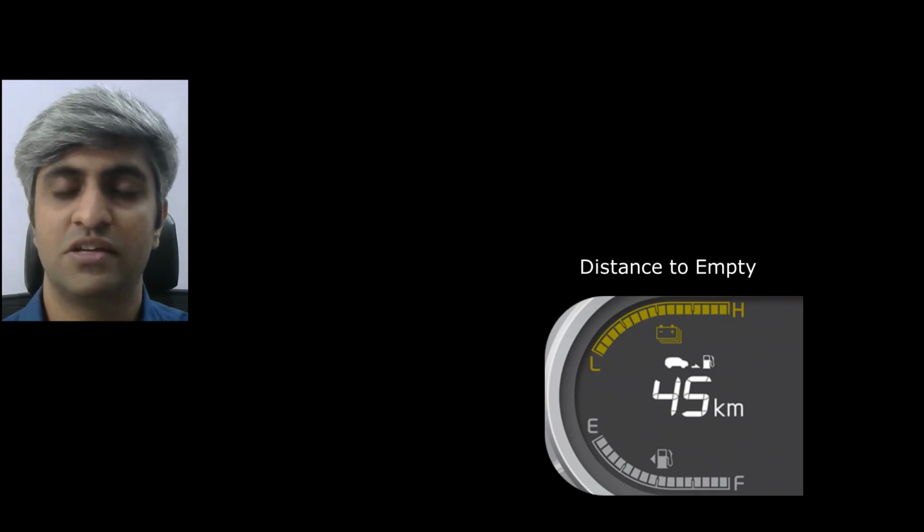Next, the distance to empty. This is a gauge that shows the total miles or kilometers that you can cover before your car runs out of fuel. Is it an OLTP or is it an OLAP?